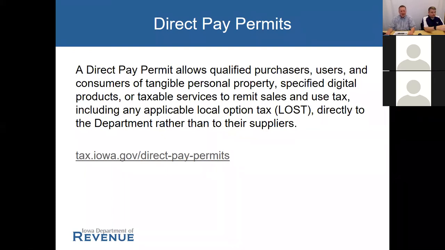And again, I hate to put a number on it. I believe it's less than 50, but don't quote me on that. So there's not lots and lots of these around the state of Iowa.